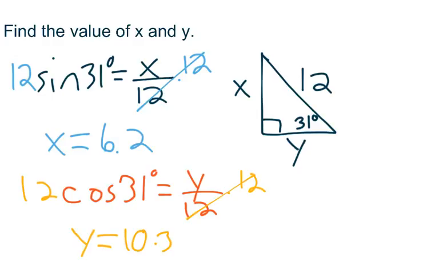So again, it's very, very important to think from that angle that I know, where am I going? Opposite, adjacent, hypotenuse, where am I going? Because that changes which trig ratio you can use.